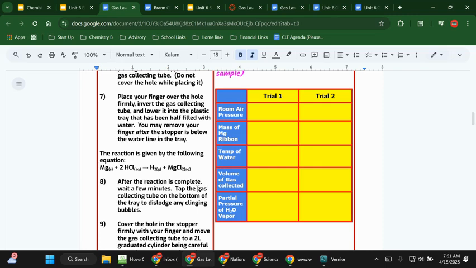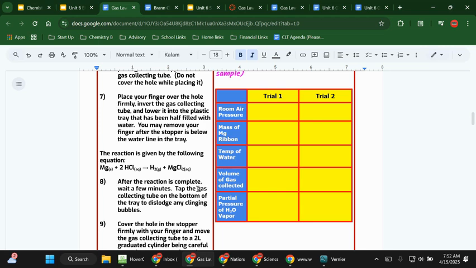Take this, turn it back over. Take your one-hole stopper out and the copper wire. Set it on the side. Take your water and acid, the little bit that's left in here, go to a sink and get rid of it. Rinse it down the sink with some water. This is now ready for your second trial.